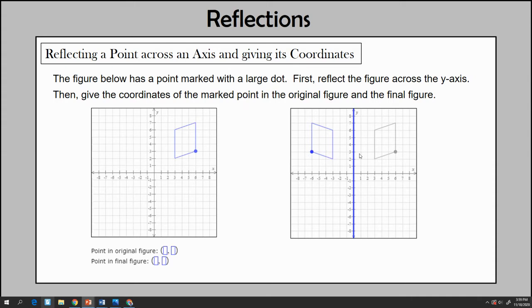Now the question was, when I do this reflection, what does this point become? Well, originally the point was at 6, 3, and now the point is at -6, 3. So when I reflected over the y-axis, this point that they were featuring here becomes this point, and it's at 6, -3. Okay.